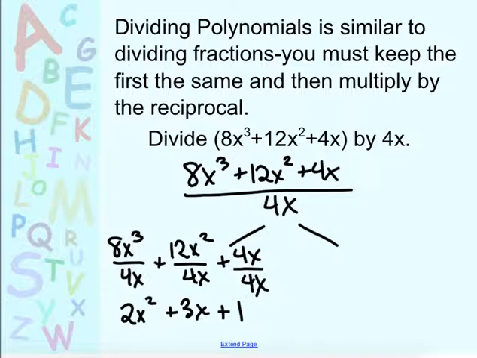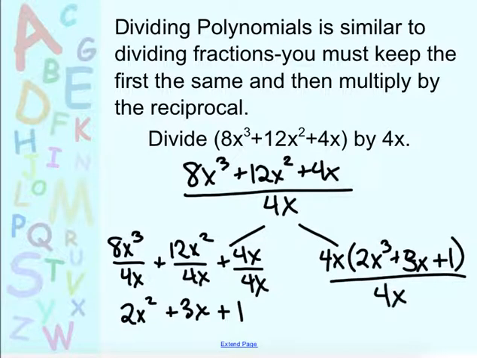If you're taking a polynomial divided by a monomial, you can take each term and divide by the monomial. Or you could factor and say the numerator can be factored by taking out a 4x, so that I have 4x times (2x squared plus 3x plus 1) over 4x. And we see these two factors of 4x can cancel out, so I'm left with 2x squared plus 3x plus 1. Either way works when you're taking a polynomial divided by a monomial.